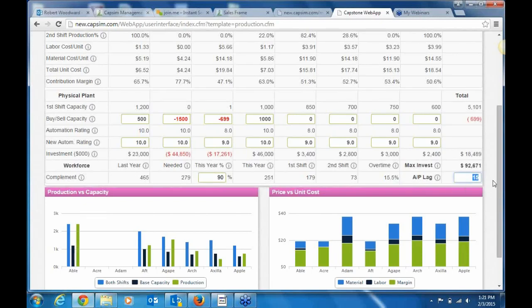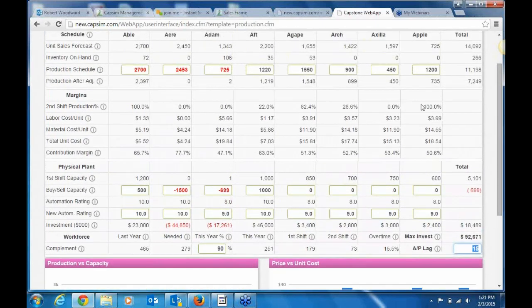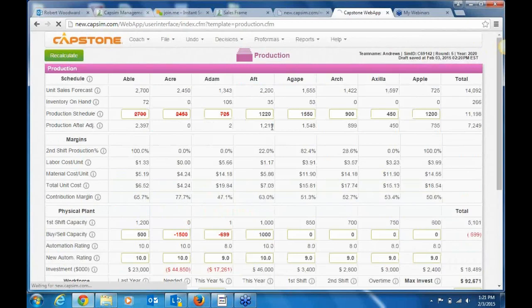Okay, and then your accounts payable. This is something that you can affect. It is a financial function, but it will affect your production after adjustment. So if I were to go back to the default of 30, instead of missing out on 1 unit here for my aft product, I'm going to be missing out on 12. Which of course means I'm still paying my employees to do the 1220. I'm just getting less output. So be aware of that.